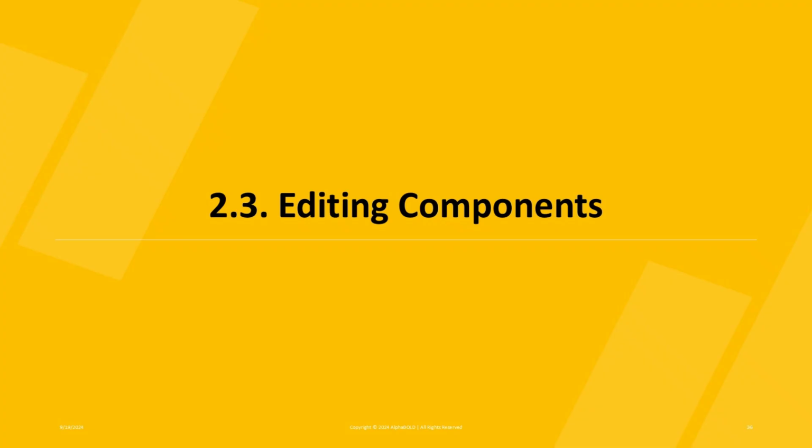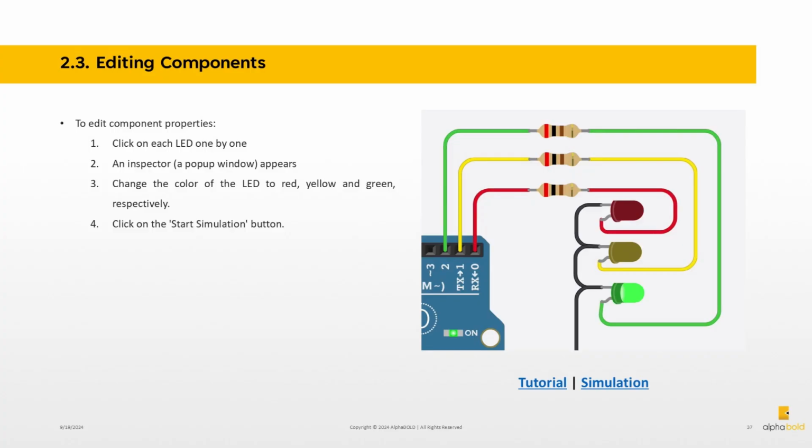Editing components. To edit component properties, click on a component. An inspector, a pop-up window, appears. In the case of an LED, you can change the color of the LED to red, yellow, and green, respectively.